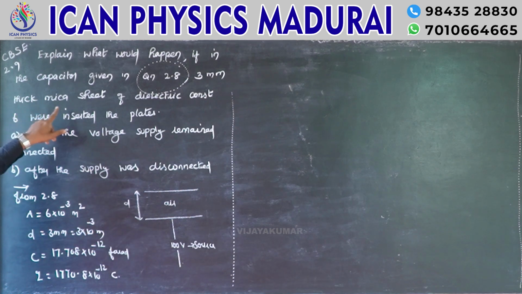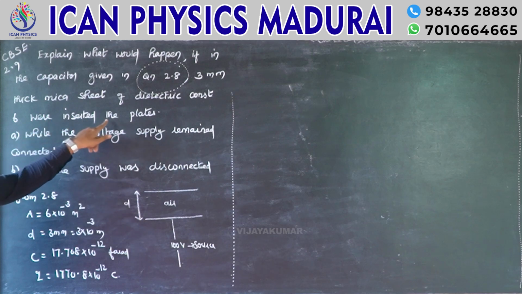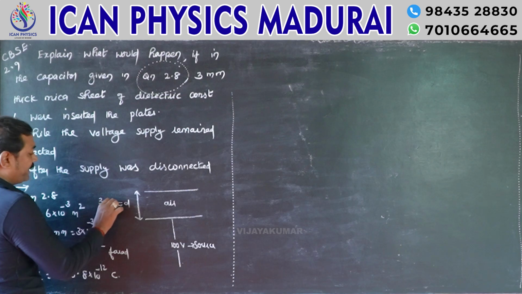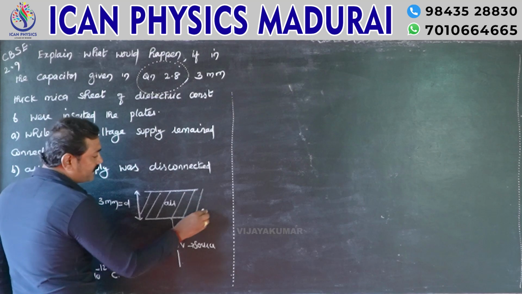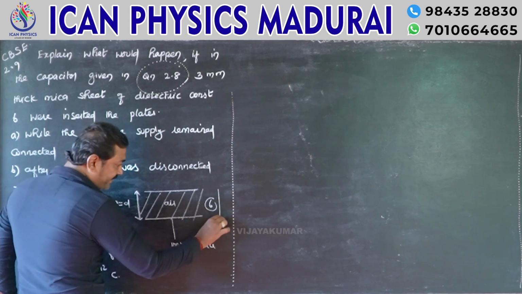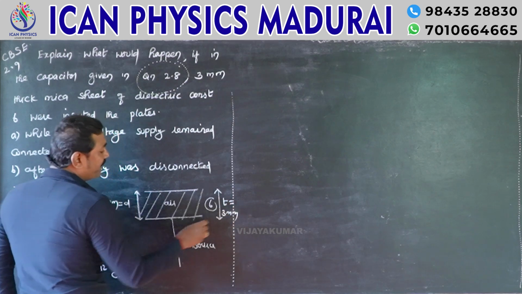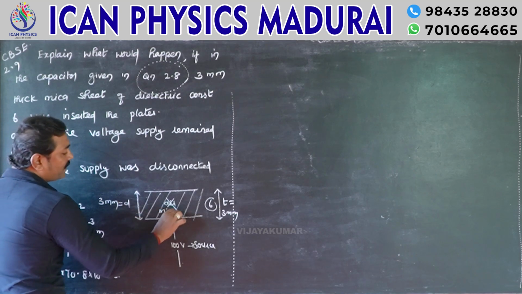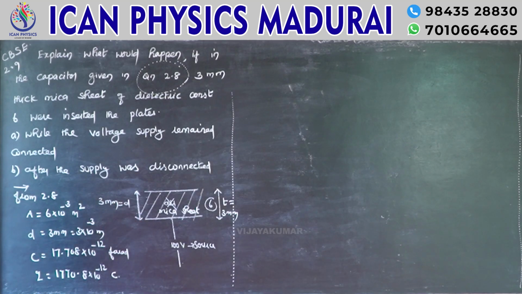Here, a 3 millimeter thick mica sheet of dielectric constant 6 was inserted. So, already the distance between the two plates is 3 millimeter. Now, a dielectric of dielectric constant 6 of thickness t equal to 3 millimeter. So, now the air is replaced by a mica sheet. What happened to the capacitance?